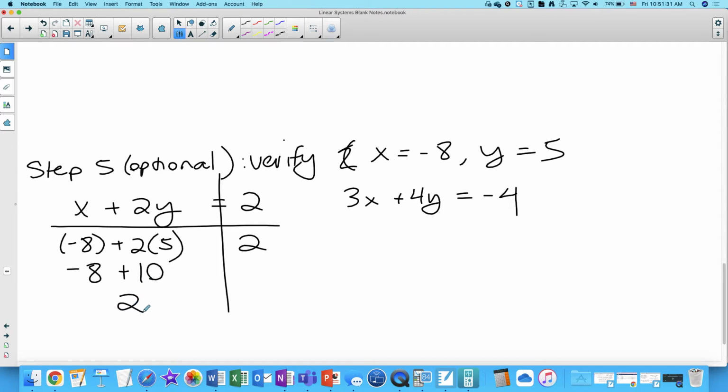Okay, so 3x, 3 times negative 8, plus 4y, 4 times 5, is the left side. The right side is negative 4. And the left side here is 3 times negative 8, negative 24, and then plus 20. And that also comes to negative 4, which is good.